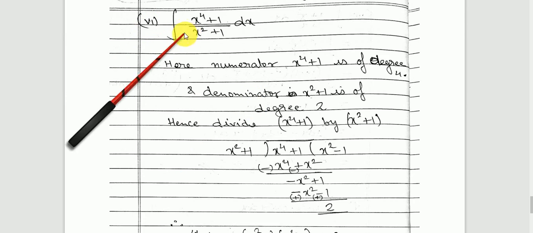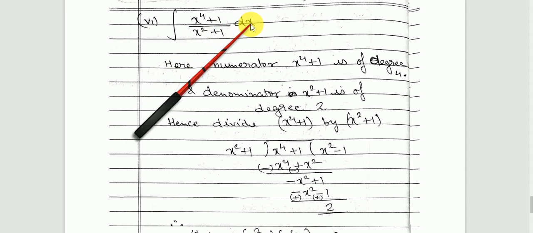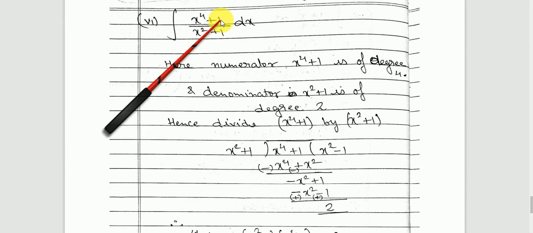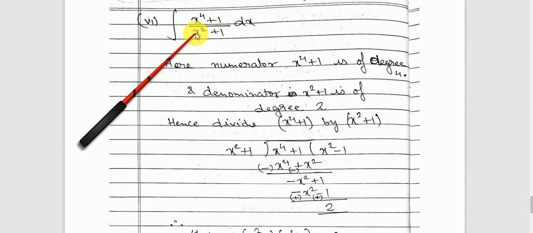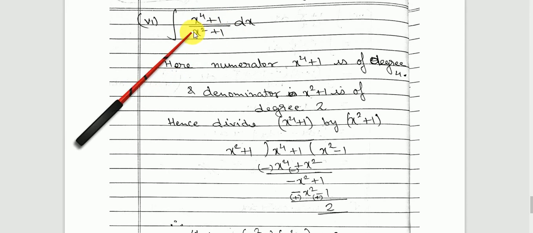Next is the integration of x to the power 4 plus 1 upon x square plus 1 with respect to x. Here if you observe, the numerator is a polynomial of degree 4, and your denominator is also a polynomial, and it is of degree 2. So you can observe that your numerator is of greater degree than the denominator.